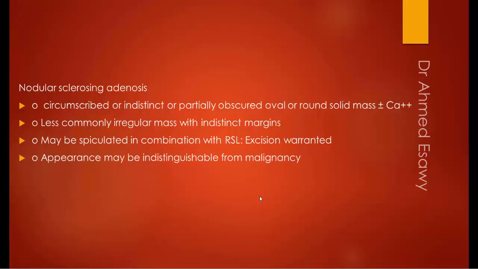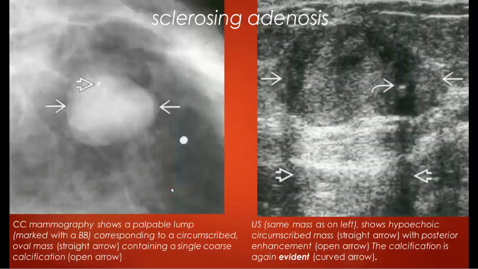Nodular sclerosing adenosis is seen as a circumscribed, indistinct or partially obscured oval or round solid mass without calcification, less commonly an irregular mass with indistinct margins, which may be spiculated in combination with a radial scar. The appearance may be undifferentiated from malignancy. Sclerosing adenosis in mammography may present as a mass.